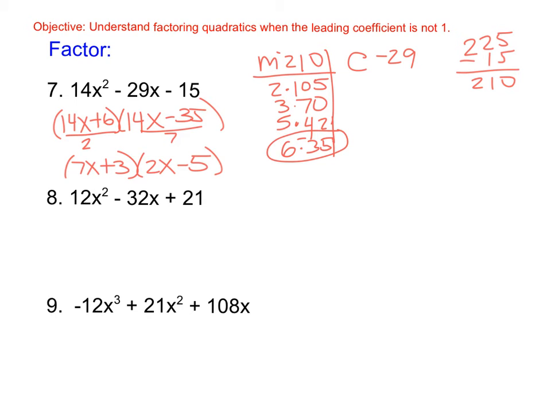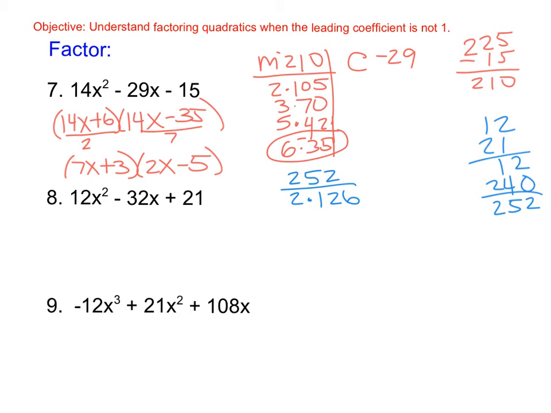All right, 12 times 21. I don't know what 12 times 21 is. Let's see. 252. Ugh. All right. I just said it's not that bad, and now I'm whining. All right, so let's see. 2 times 126. 3 times 84. 4 times 63. 5 doesn't work.